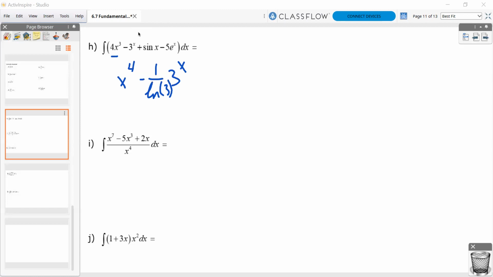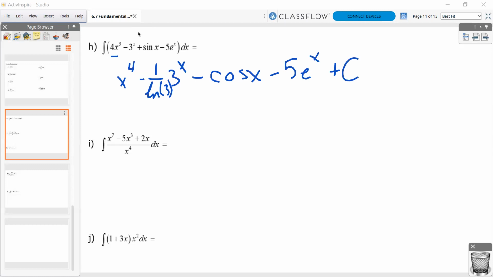Then what has the derivative of sine? That would be negative cosine. And then lastly, what has the derivative of e to the x? That's e to the x. The negative 5 doesn't change that. We leave it as is. And then plus c as a final answer.